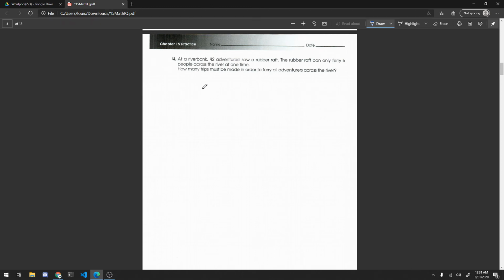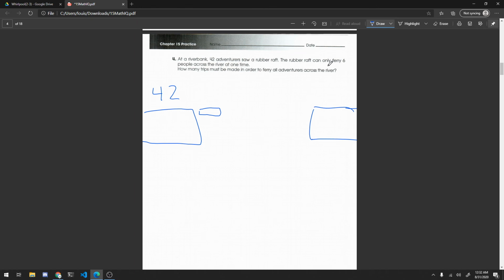Alright, here's our last problem. At a riverbank, 42 adventurers saw a rubber raft. So at a riverbank, let's draw out the problem. So we have 42 adventurers and there's a raft, and they're looking to get to the other side of the river.